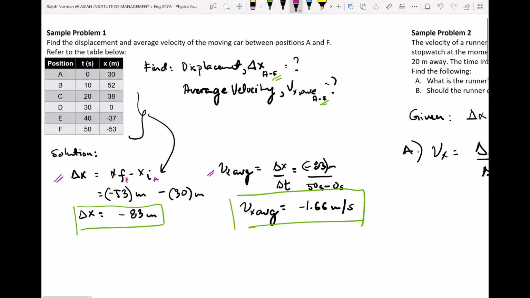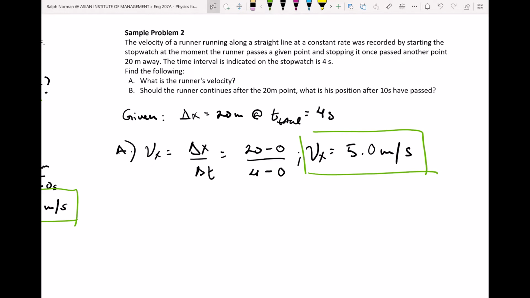Okay, moving forward, we have another problem, sample number 2. Here we are already given several units. We have a displacement of 20 meters at time elapsed 4 seconds. We are asked to find A, what is the runner's velocity, and B, should he continue after the 20-meter point, so the coach already stopped his clock watch, what is his position after 10 seconds have passed?